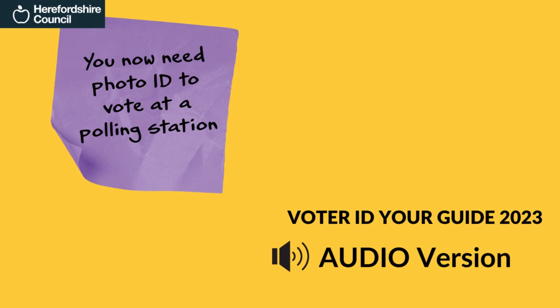This audio guide will explain which forms of photo ID you can use to vote. It will also explain how to apply for a free voter ID document, known as a voter authority certificate, if you don't have any form of accepted ID. You can also call the Electoral Commission helpline on 0800 328 0280 for more information on accessible ways to register to vote and apply for a voter authority certificate.